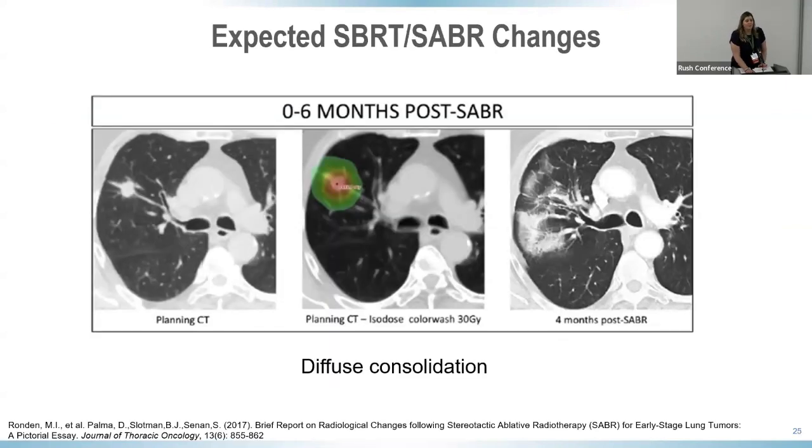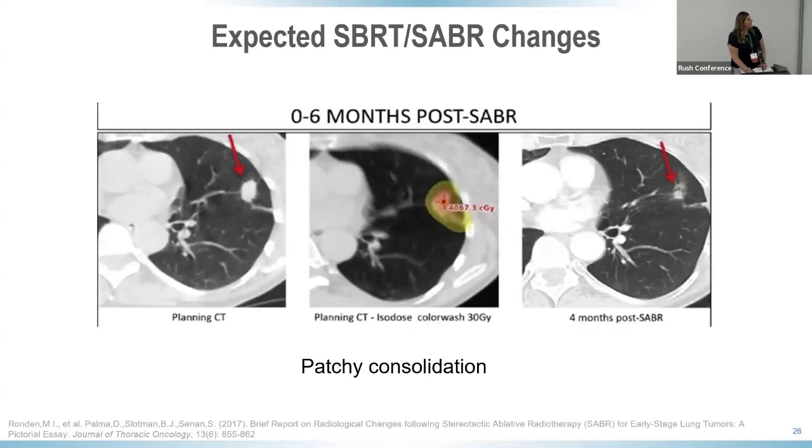So now I'm going to go through what we expect to see after SBRT. And if there's any takeaway or pay-attention points, this will really help you in practice and also help your radiologist. So this is looking at very normal changes that we see after SBRT. And this is a diffuse consolidation. As you can see in our planning CT and then 4 months after treatment, we can see that consolidation. This is patchy consolidation at the 4-month mark, very typical normal changes.